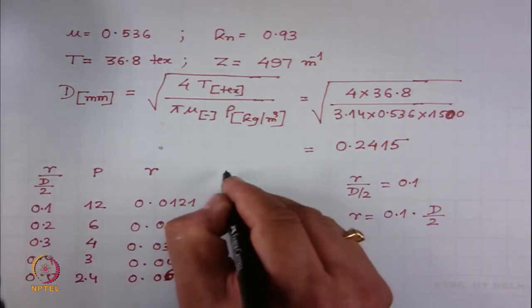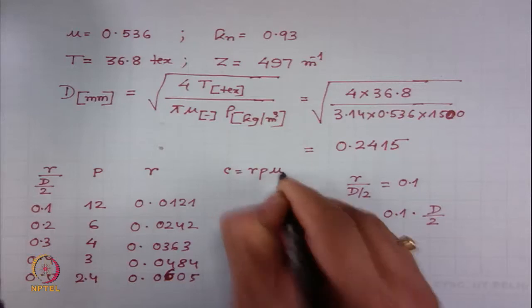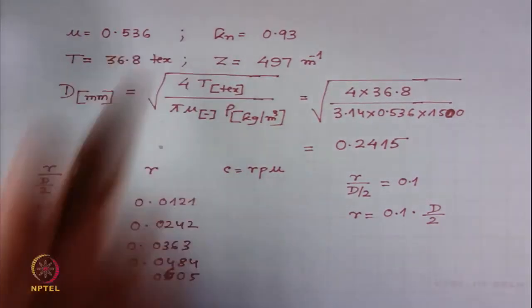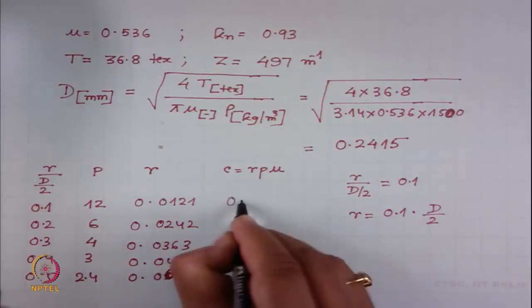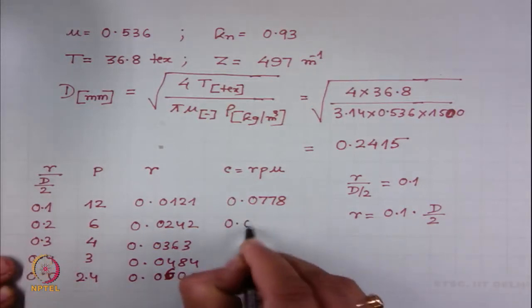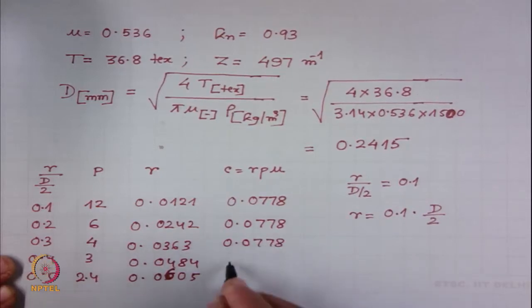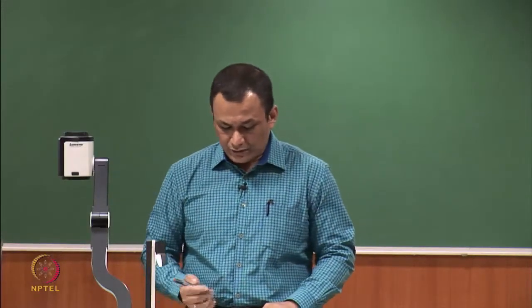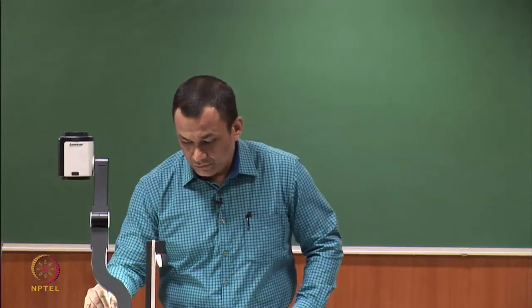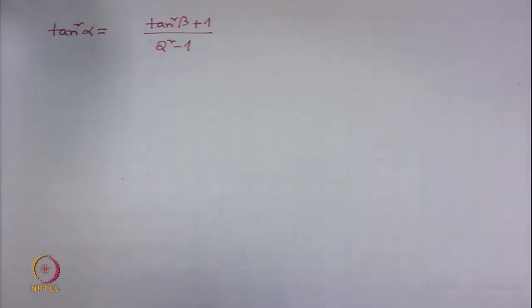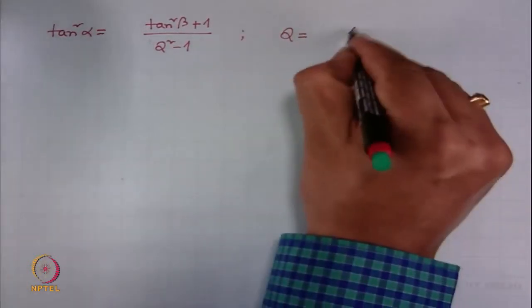Now, what was small c? R times p times mu in equidistant radial migration. We know R, we know P, we know mu. So, if we multiply these three, then we will get this value, 0.0778. You will see that this value will be same in all other cases. Right. So, we obtain now this table. We have to now find out the fundamental equation of equidistant migration. As we know, the fundamental equation is tan square beta plus 1 into q square minus 1, where q is pi times c by n into s.